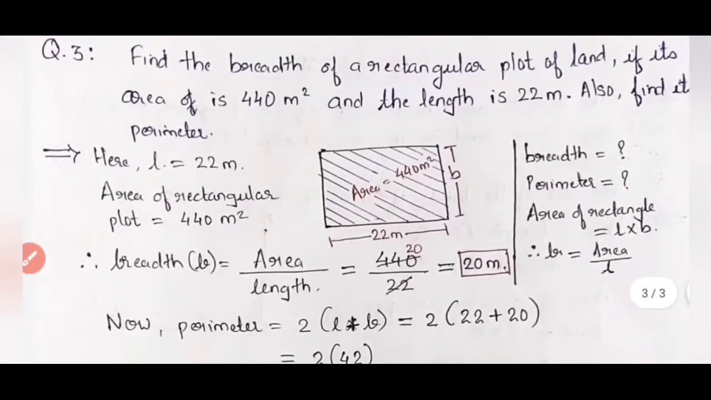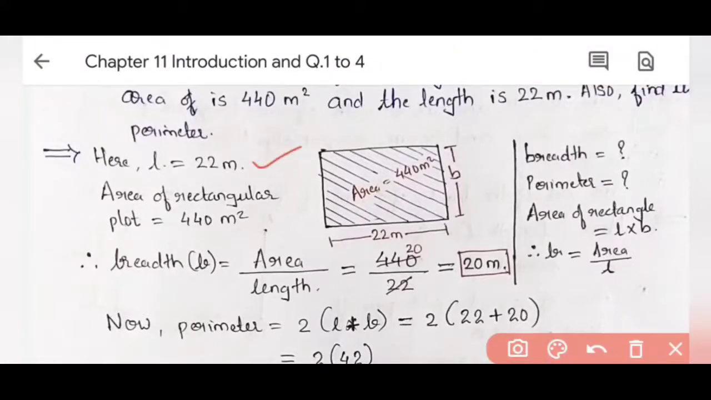Here how will we write? We will write here length is 22 meter. Therefore, area of rectangular plot is equal to area of rectangular plot they have given us, we will write as it is. Therefore breadth is equal to area divided by length. Area is 440 divided by 22. When you cancel out, you will get 20 meter. So first thing we have found out.